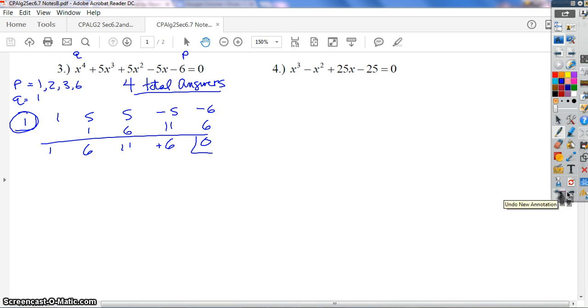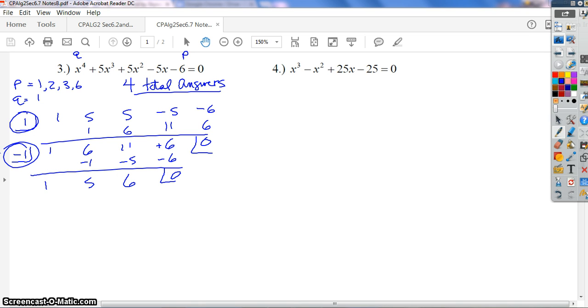So let's jump down here. 1, 2, 11, and 6 are all positive, so I need to have a negative number now. I'm going to try negative 1 first. I don't know how this is going to work. 5, negative 5, 6, negative 6. Just so happens today I'm a good guesser. So 1 and negative 1, there's 2 out of my 4.